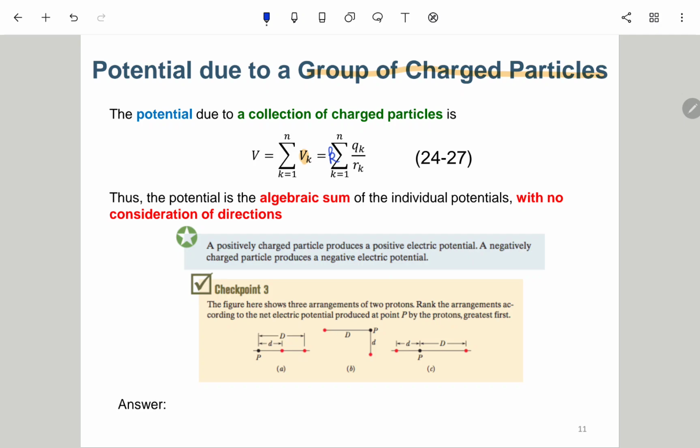Okay, here you should have a k here. We should have a k. Okay, so here it mentioned that the potential is the algebraic sum of the individual potentials with no consideration of directions. Okay, so here we have a highlight. It says a positively charged particle produces a positive electric potential, and a negatively charged particle produces a negative electric potential. So, yeah, it is very straightforward.